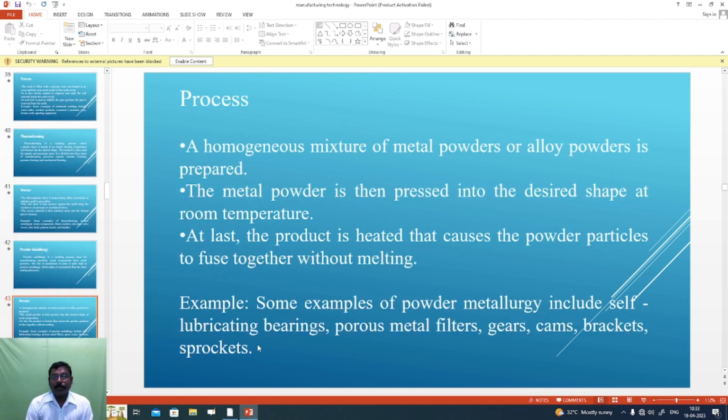A homogeneous mixture of metal powders or alloy powders is prepared. The metal powder is then pressed into the desired shape at room temperature. At last, the product is heated, which causes the powder particles to fuse together without melting. For example, powder metallurgy includes self-lubricating bearings, porous metal filters, gears, cams, brackets, sprockets, etc.